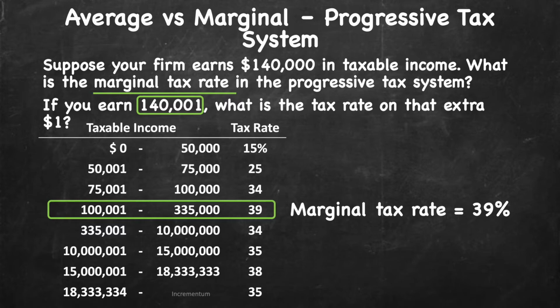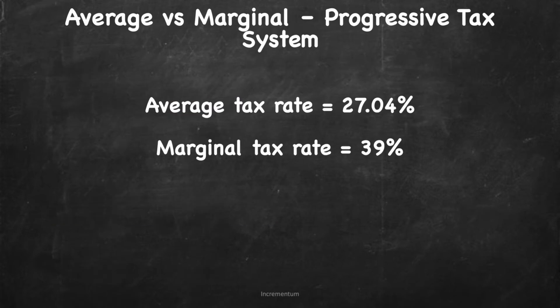Our marginal tax rate is important to us when we're making financial decisions about our firm. If we're making decisions that are going to bring us additional taxable income, so for example, a new project that's going to lead to higher earnings, then we know that those taxable earnings are going to be taxed at 39% because they're above what we're already earning. And knowing that marginal tax rate will help us to figure out how much of those earnings we get to keep after taxes. So in a progressive tax system with the particular tax brackets that we were looking at with those tax rates, our average tax rate was 27.04% and our marginal tax rate was 39%.